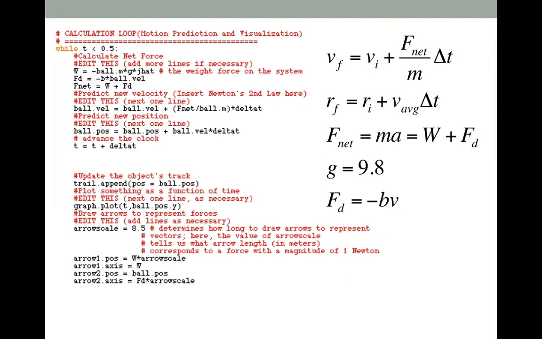We found the weight force on the system by multiplying the mass of the ball by the gravity, which is 9.8 meters per second squared, by the unit vector for the y-axis, which is 0, 1, 0.